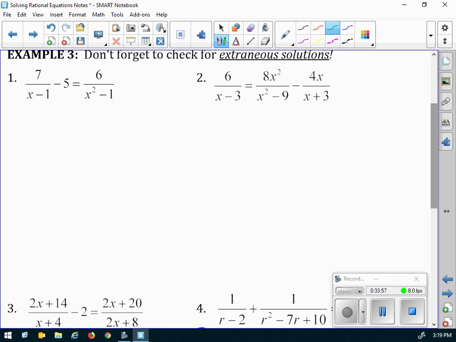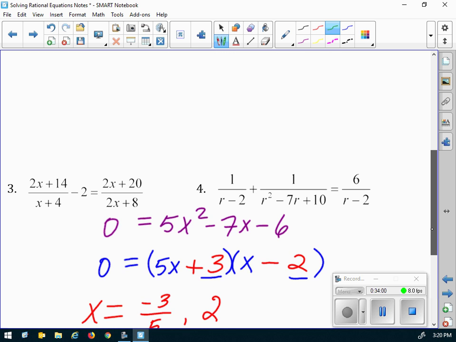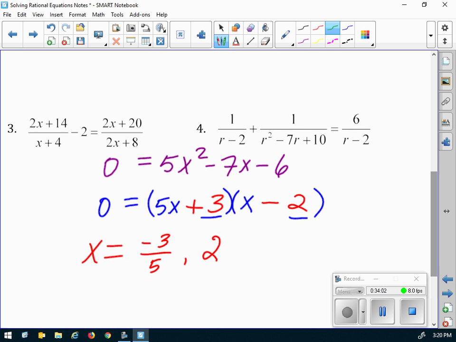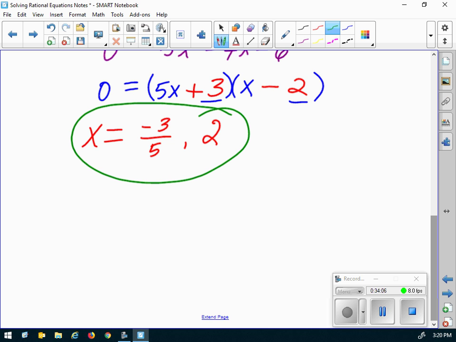Can we just skip number 2? No, no, no. I'm really impressed, with all those fractions.